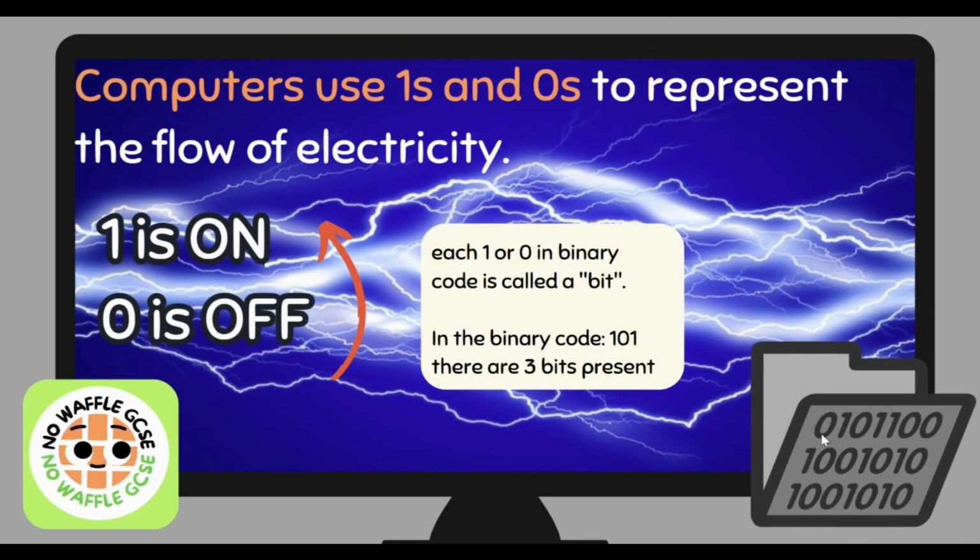Computers use ones and zeros to represent the flow of electricity. So 1 means that the electricity is flowing, and 0 means there's no electricity flowing. Now each 1 or 0 in binary code is called a bit. In the binary code 101, there are 3 bits present.